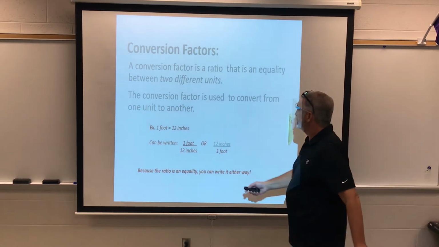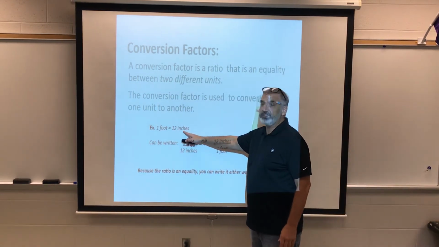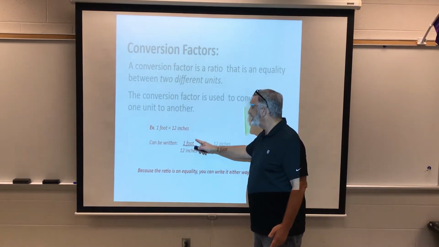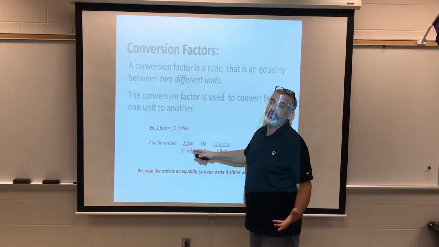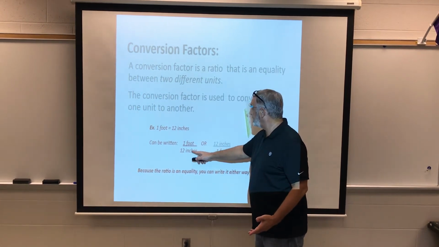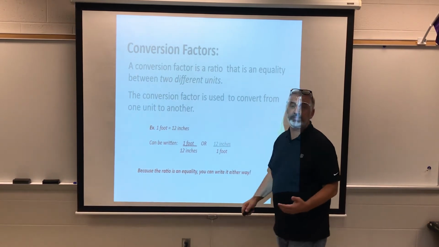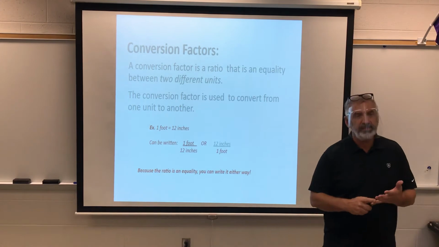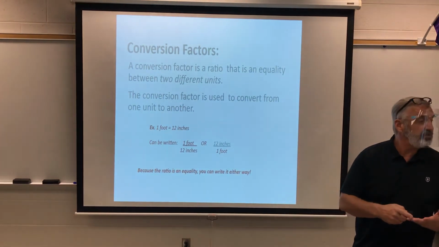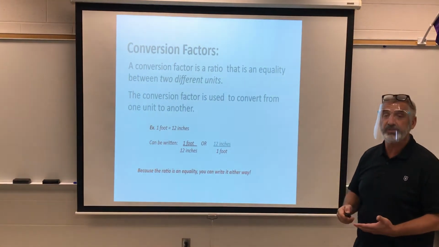So we have 1 foot equals 12 inches. That's our conversion. We can set it up either way. And really, if we set it up like this, we're going to divide, but if we set it up like this, we're going to multiply. And that's going to be the whole trick: do I need to multiply by that number? Do I need to divide by it? The units are going to tell us what we need to do.